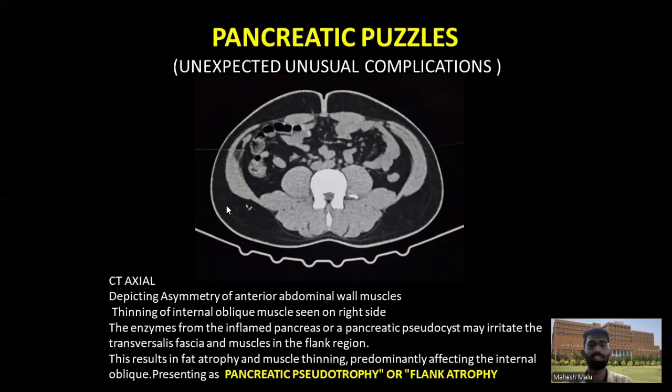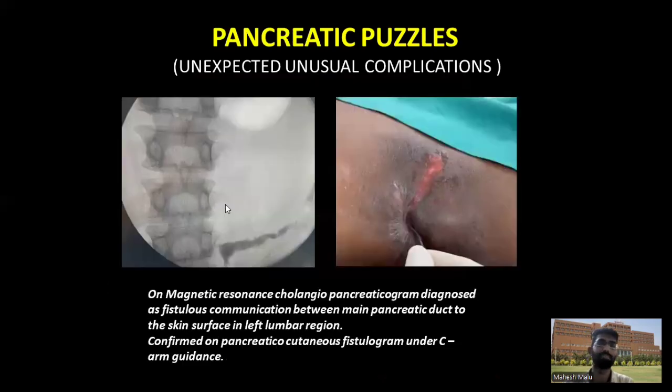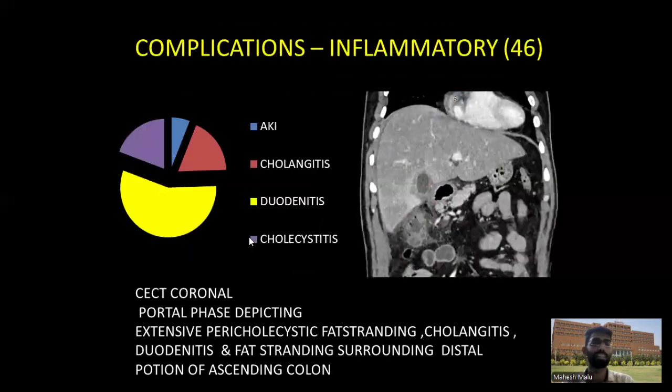This is a case of flank atrophy, a case follow-up of the acute pancreatitis complications. The third is one interesting case on the MRCP. It was diagnosed as a pancreatico-cutaneous fistula, a fistula communicating between the main pancreatic duct and the skin surface in the left lumbar region. As in the image on the right side, you can see the cutaneous fistulous opening, while on the left side, you can see a pancreatico-cutaneous fistulogram and the C-arm guidance depicting its path.